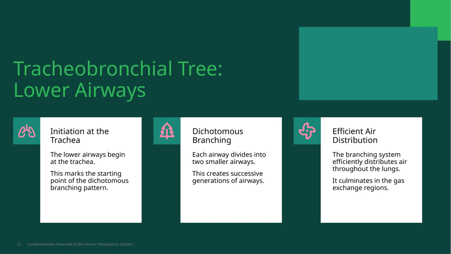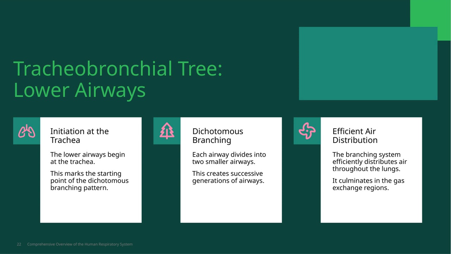Let's take a closer look at the tracheobronchial tree, which forms the lower airways of the respiratory system. The journey begins at the trachea, which acts as the main passageway for air to enter the lungs. This point is crucial because it marks the start of the complex branching system that ensures air reaches every part of the lungs efficiently. From the trachea, the airway divides into two smaller branches, a process known as dichotomous branching. Each of these branches then splits again, creating successive generations of smaller airways. This pattern of division is what allows the airway network to become highly intricate and efficient.